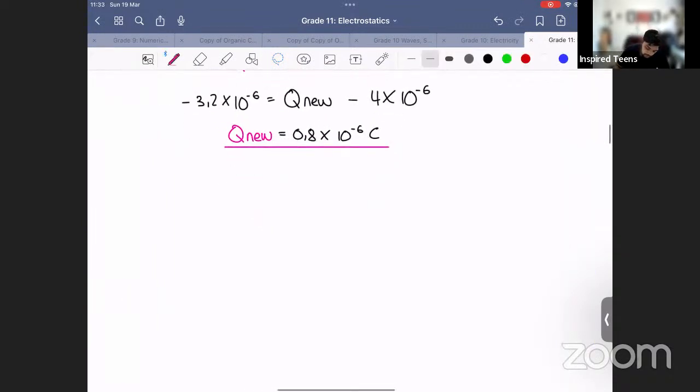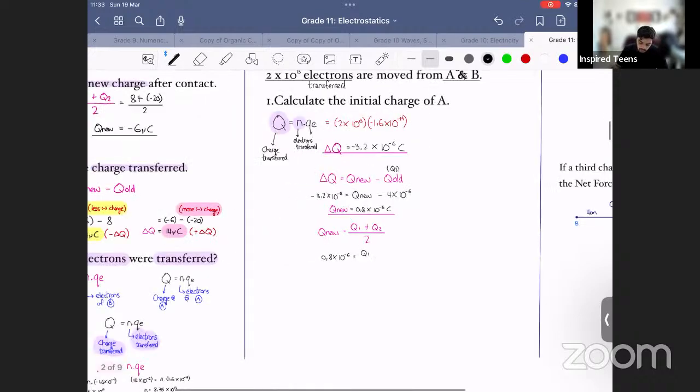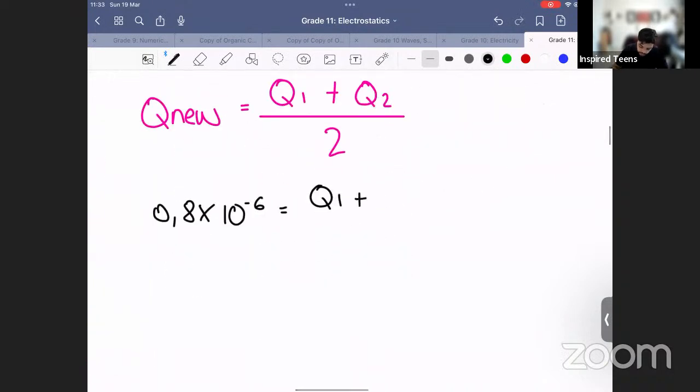You can substitute it into Q new's formula. What is Q new's formula? Q new is equal to Q1 plus Q2 divided by 2. We have the value of Q new. It's 0,8 times 10 to the negative 6, which is equal to Q1. Okay, we might be solving for Q1, because they want the initial charge of A, which is Q1. Q2 is 4 times 10 to the negative 6 divided by 2.